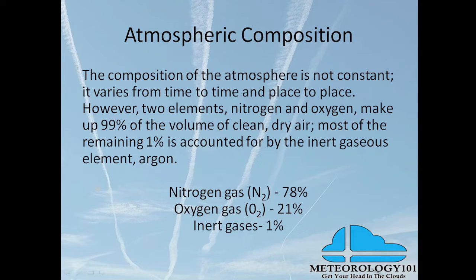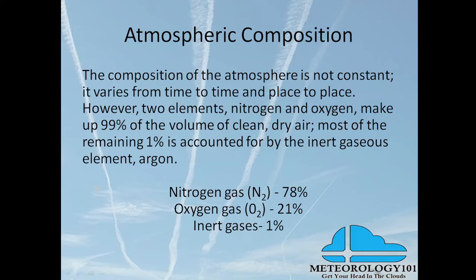So atmospheric composition, we talk about what's in the atmosphere, mostly oxygen and nitrogen. 78% nitrogen, 21% oxygen, and then the other 1% is inert gases such as argon. There actually are about 14 other gases that make up that 1%: methane, helium, hydrogen, nitrous oxide, ozone, ammonia. So that 1% is basically a whole lot of other gases that really don't have any major impacts.